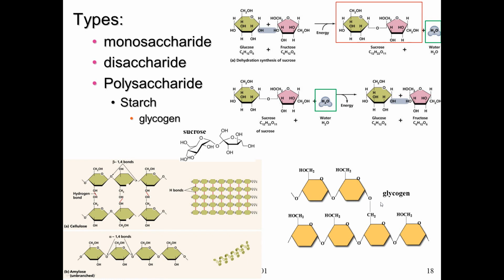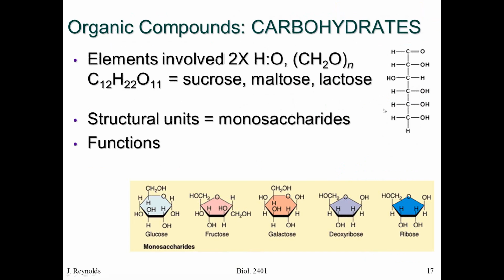And then here's glycogen over on the right. It's, again, very close cousins. And cellulose is the guy at the top of this picture. It's got a lot of cross-linking between molecules. We don't have an enzyme to break cellulose down, but we do have the ability to break down glycogen and starch, or amylose.